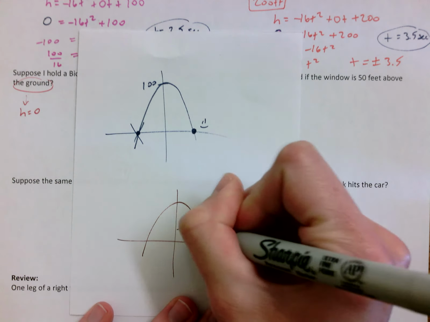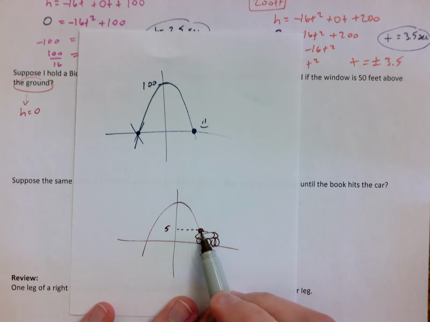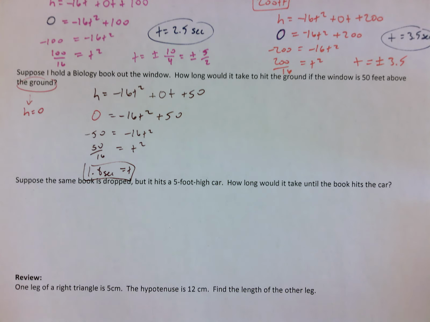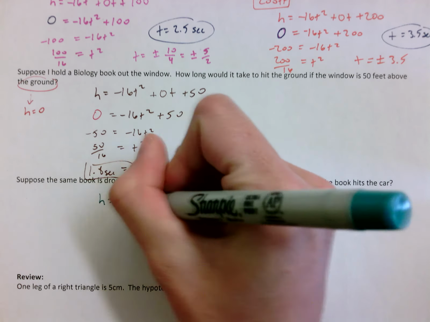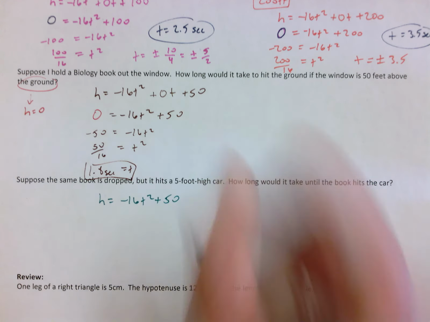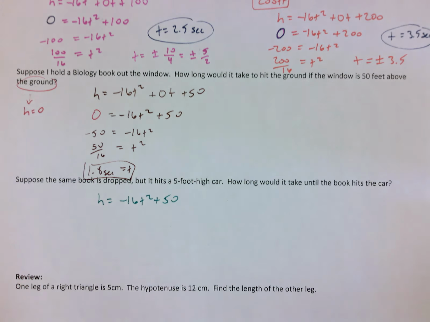And I know that this is at a height of 5 because that's how tall the car is. So what I'm looking for now is, instead of looking for a height of 0, when is this book going to hit a height of 5? Okay, so same setup, right? I know my equation is going to be h equals negative 16 t squared plus 50, because it's the same situation. I'm dropping it out of a 50-foot window.